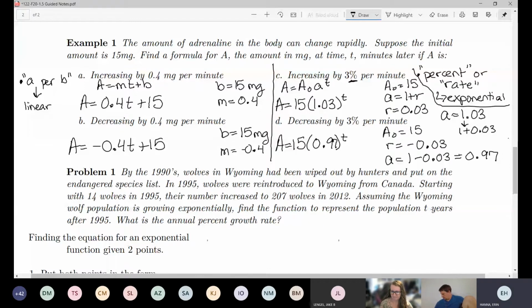Questions, concerns about that? Are we allowed to leave it like 15 times 1 minus 0.03 to the t? If it's something for me, a quiz or an exam, go right ahead. Wiley will probably get mad at you, I think. Most likely. But if you wanted to leave it on an exam or a quiz as this, I can't really fault you for that because that's technically correct. But I do think Wiley will get mad at you. All right. Any more questions on that before we move on?